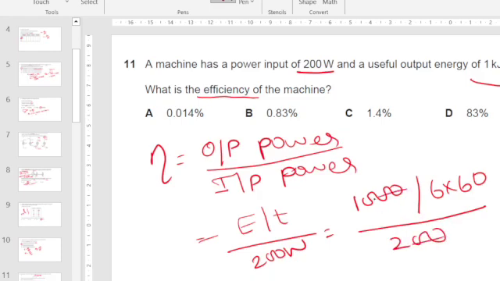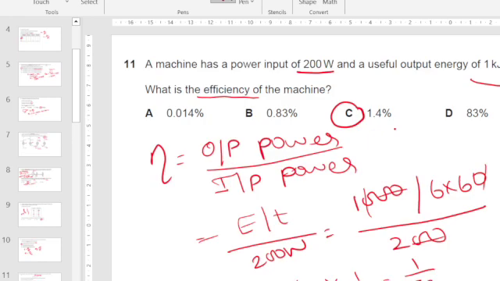So if we solve this, we will get 1 by 36 into 1 by 2, which is 1 by 72. So 1 by 72, if I solve this into percentage, I will end up with option C. So this I will get as 0.014, and then if I convert into percentage, I will get 1.4 percent.